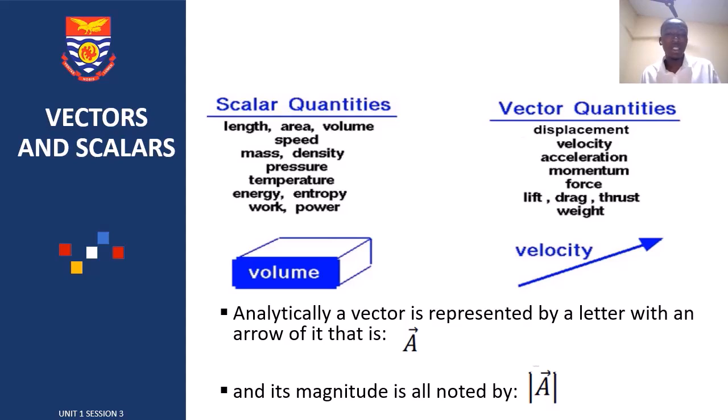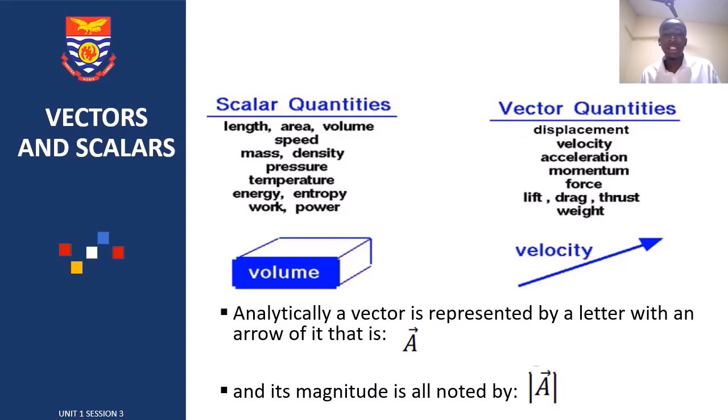Examples of a scalar quantity are length, area, volume, speed, mass, density, pressure, temperature, energy, and others. Examples of a vector quantity are displacement, velocity, acceleration, momentum, force, lift, drag, and weight.